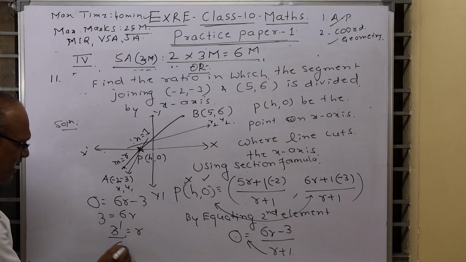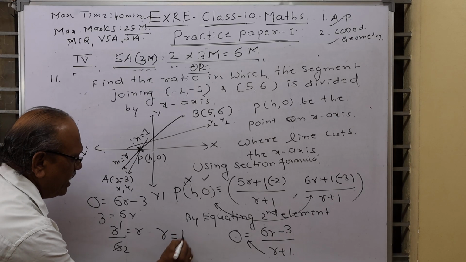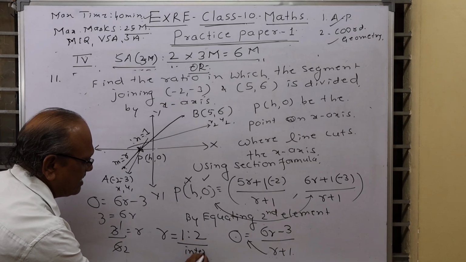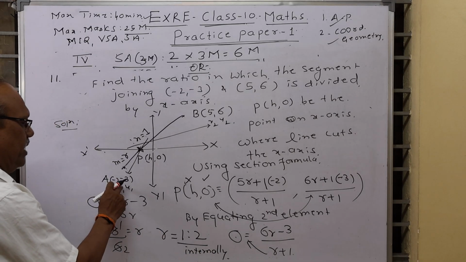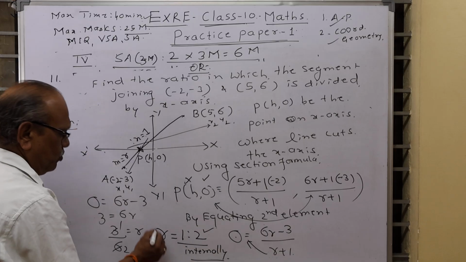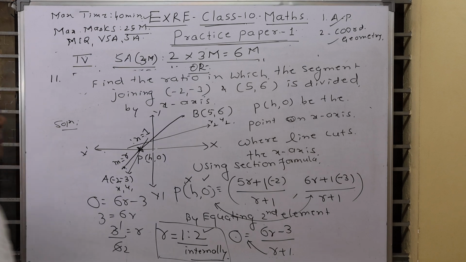The ratio is ready. 3 ones are 3, 3 twos are 6. That is, r is equal to 1 is to 2, internally. This means the x-axis divides the line joining the points minus 2, minus 3 and 5, 6 internally in the ratio 1 is to 2. If you mention this much, you will get the full marks. That is the 11th problem.